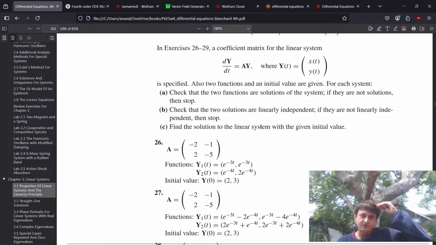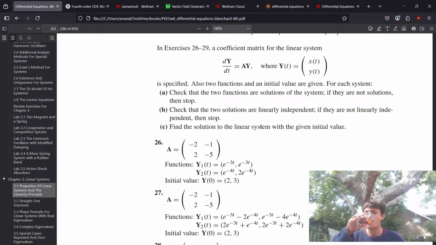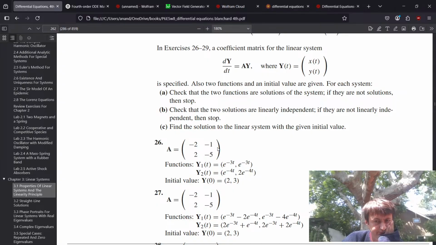All right, so for 26 to 29, two functions and an initial value are given. For each system, check that the two functions are a solution. Check that the two solutions are linearly independent. Find the solution to, okay, these seem kind of fun.